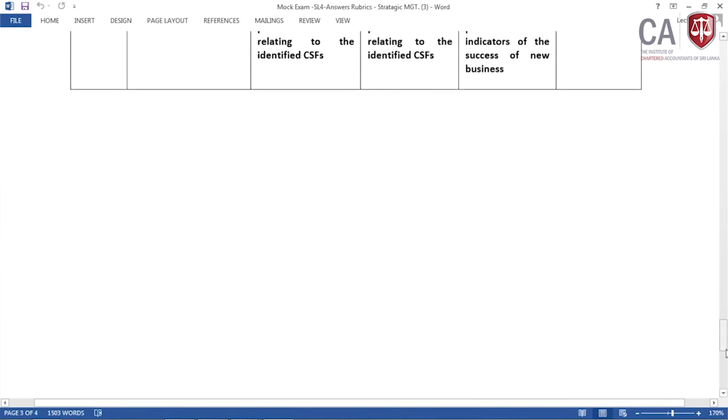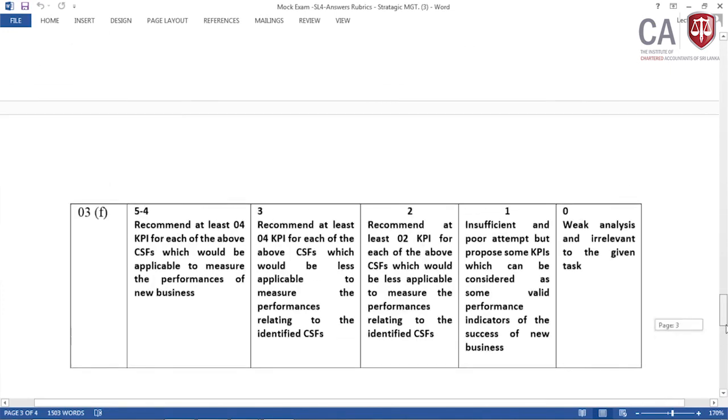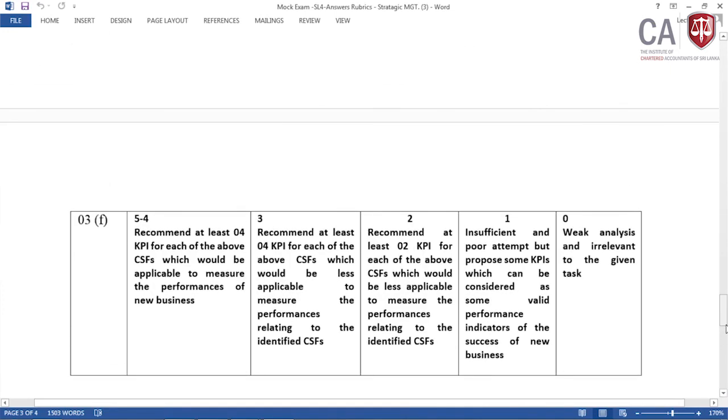So, with that we can complete the discussion of question number 3, which is based on pre-seen and unseen, and allocates 50 marks for the questions.